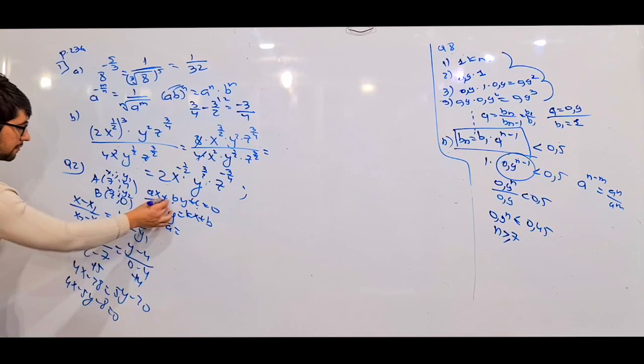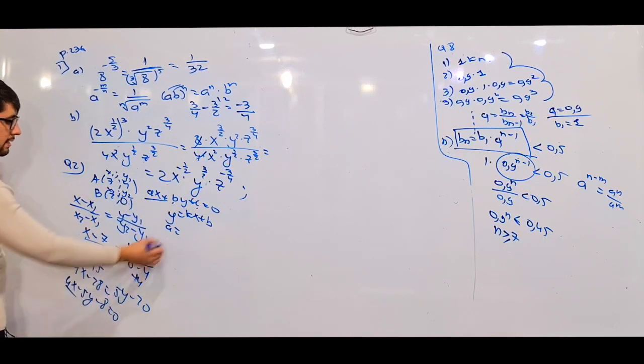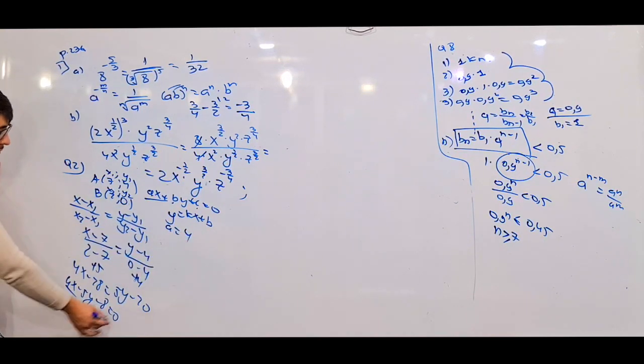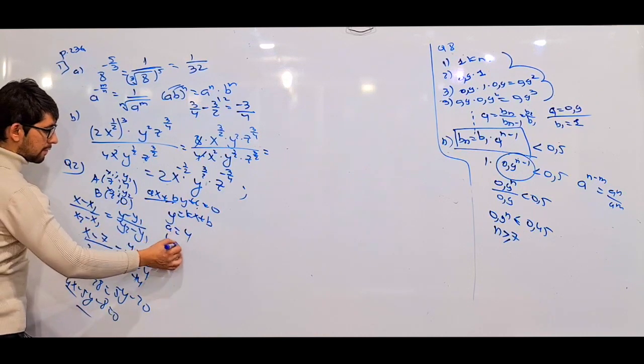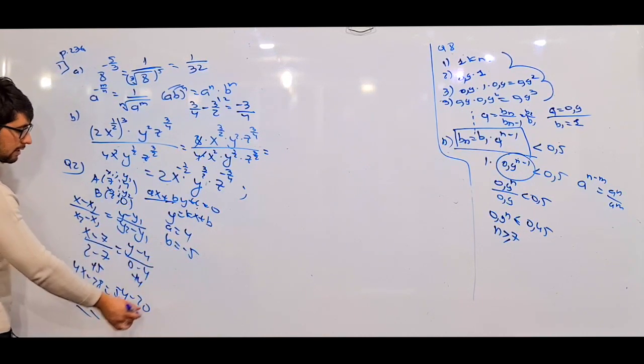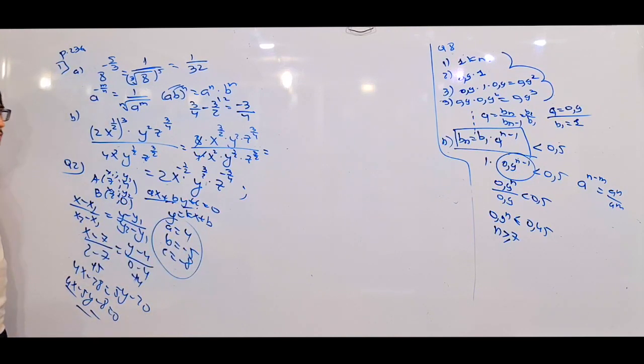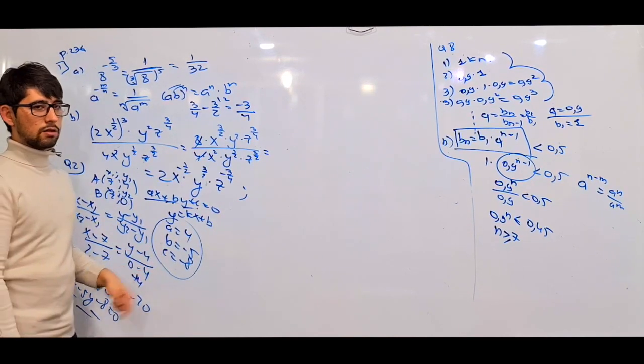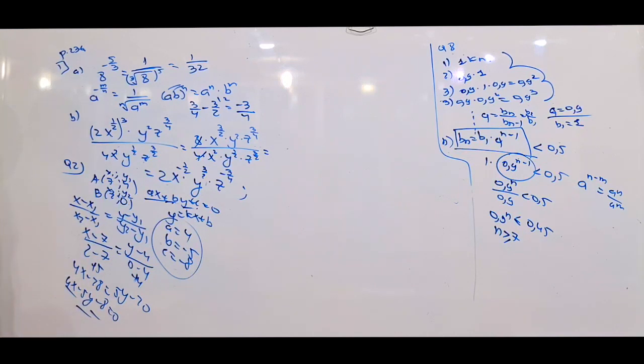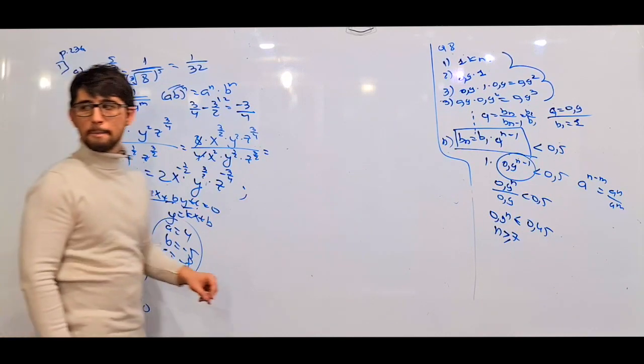Here your a value, the coefficient of x, is 4. Your b value, the coefficient of y, is minus 5. And your c value, c equals to minus 8. a, b, c. All of them are integers. Done. Do you have any questions? Zioda? Yes?